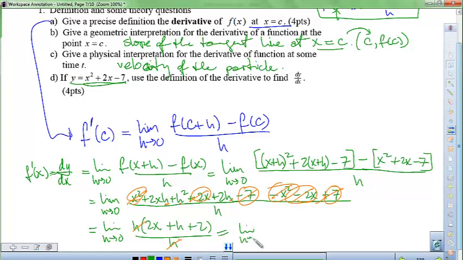Limit as h approaches 0 of 2x plus h plus 2. So let's send h to 0. There's only one h, and that goes to 0. And so what we have left, we've finally taken the limit, so what we have left is 2x plus 2. And that's our derivative.